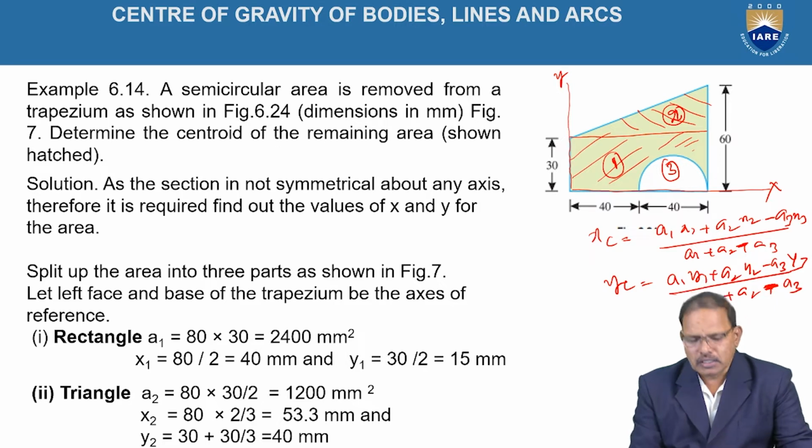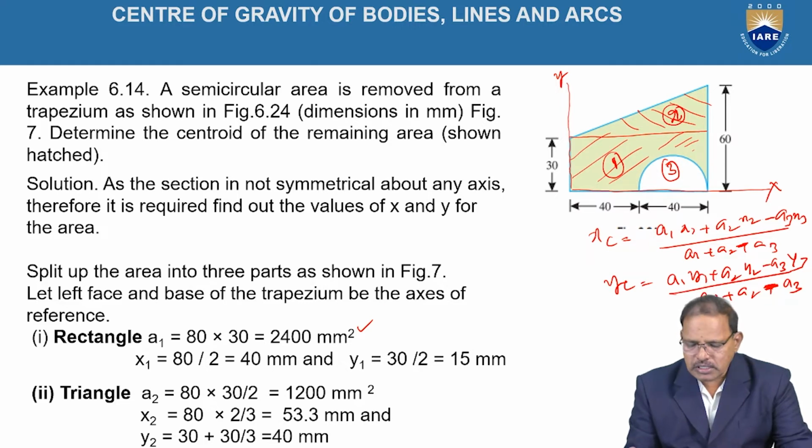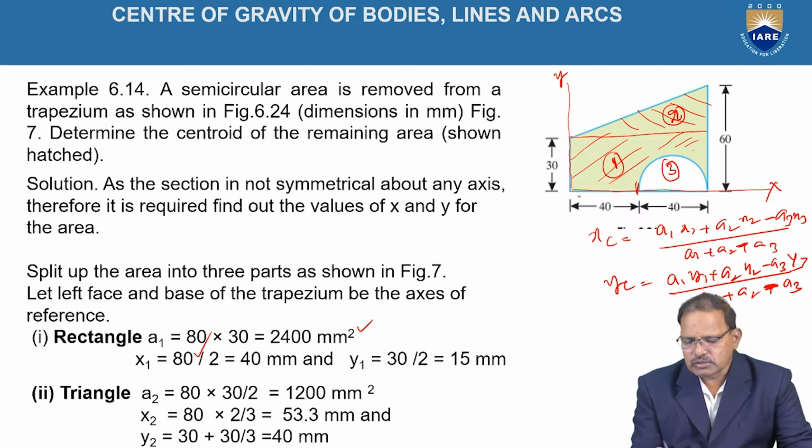First, I am taking the area of the rectangle. The length of the rectangle is given as 40 plus 40, that is equal to 80, and the height is given as 30 mm. Hence the area is 80 into 30, which is equal to 2400 mm square. Similarly, the centroid of the rectangle is at the intersection of the diagonals, at a distance of half of the length as well as half of its height. Hence x1 is equal to 80 by 2, which is 40 mm. y1 is equal to the height by 2, which is 30 by 2, that is 15 mm.